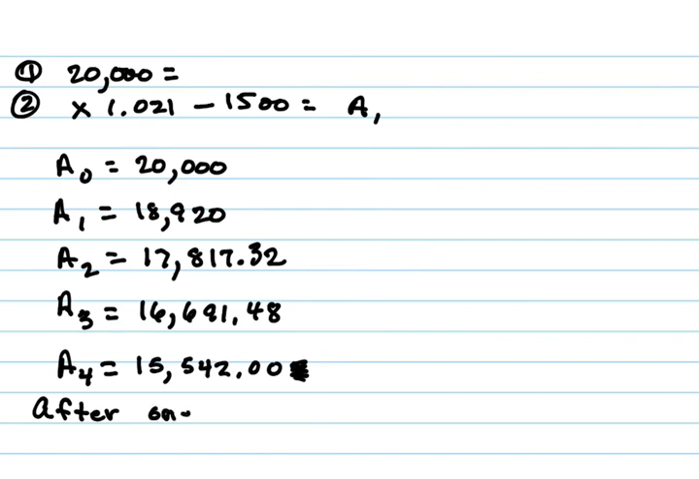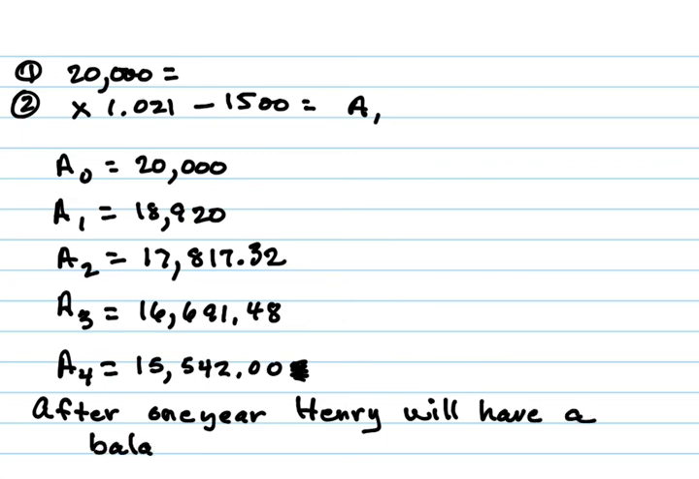So our sentence then, the answer to this question is, after 1 year, Henry, which I didn't write that earlier, but that's the person who's getting the loan, Henry will have a balance of $15,542. Okay? So, learn those keystrokes, practice those keystrokes. You will be sad if you don't.